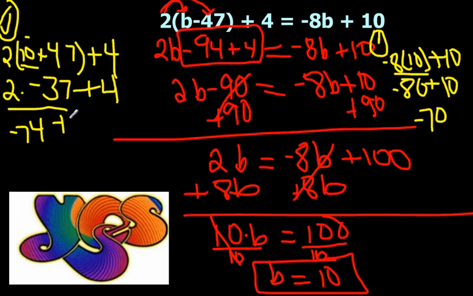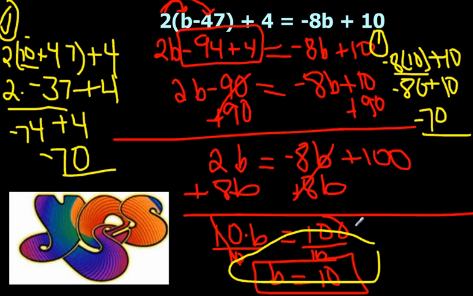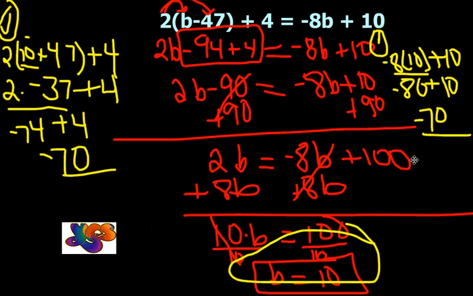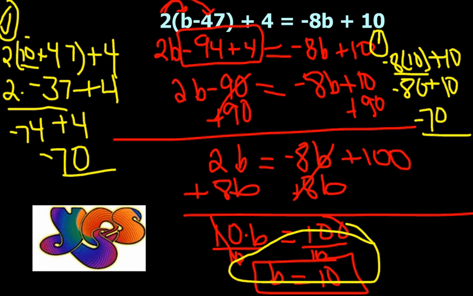I have a good feeling. Negative 74 plus 4 gives me negative 70. You know what that's going to make me do when we get a match, so I know my solution is 100% correct. b equals 10. I'm going to give you a yes, yes, yes. I got it right. I'm a super mathematician.